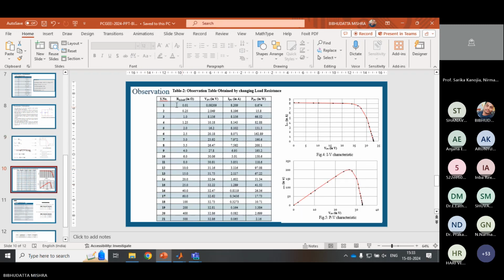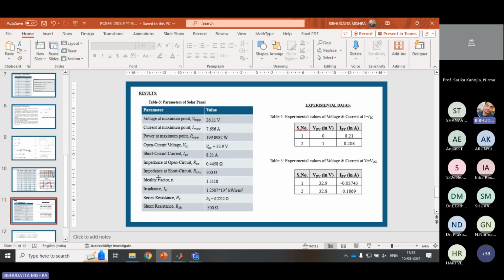So in the observation table, I have already told how we plotted the VI curve as well as the PV curve. Then we moved forward to take the experimental data, varying the voltage VPV approaching 0 and 1 to get two different point coordinates, and the same way approaching the maximum value, that is 32.9 and 32.8, to get two coordinates to calculate the slope only, and that slope is the parameter like RSS and RSE.